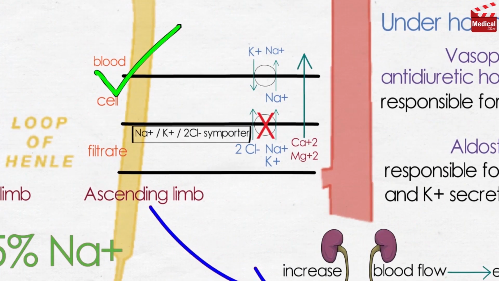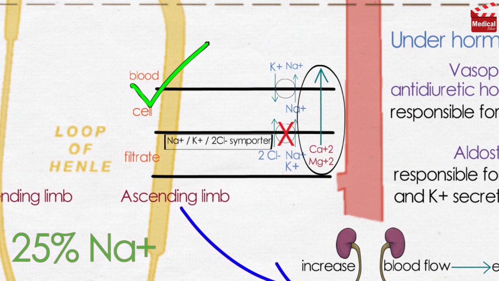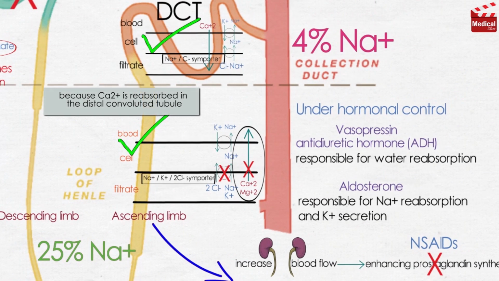As we said before, due to normal reabsorption, there will be a certain normal voltage that causes calcium and magnesium ions to move from the tubular lumen to the blood through interstitial spaces. So, by using loop diuretics, sodium and potassium reabsorption are inhibited, leading to inhibition of calcium and magnesium reabsorption. In patients with normal serum calcium concentrations, hypocalcemia does not result, because calcium is reabsorbed in the distal convoluted tubule.